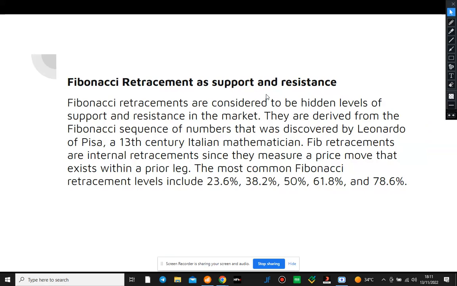The next one which I want to discuss is the Fibonacci retracement and support and resistance. Fibonacci retracements are considered to be hidden levels of support and resistance in the market. They are derived from the Fibonacci sequence of numbers that was discovered by Leonardo of Pisa, a 13th century Italian mathematician. So Fibonacci retracements are internal retracements since they measure the price movement that exists within a prior leg. The most common Fibonacci retracement levels include 23.6, 38.2, 50, 61.8, and 78.6.